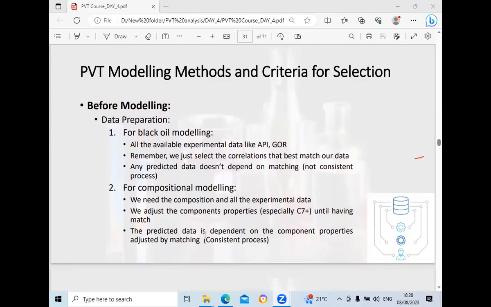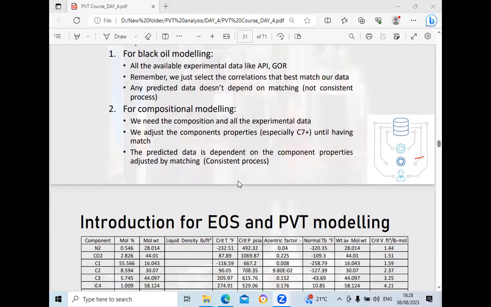Now, before you model, there is some data preparation that you have to put in place before you start the modeling. For a black oil model, all available experiment data like the gas oil ratio and the oil density in API, and then we said, remember, we just select the correlation that best matches our data. Any predicted data does not depend on matching. So any data that you're predicting, you're using the correlation to do that prediction.